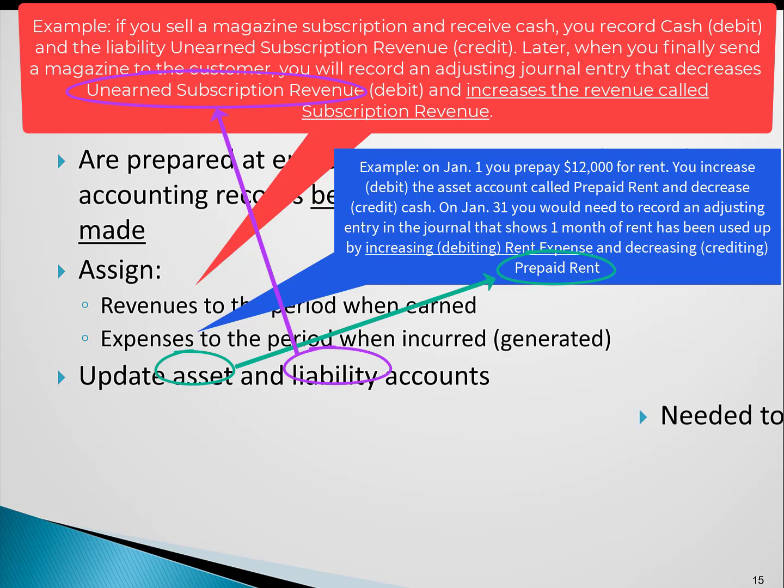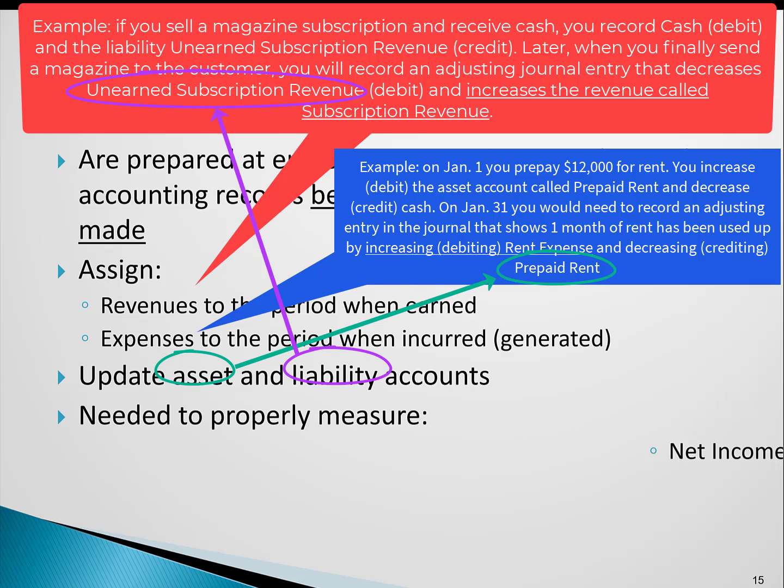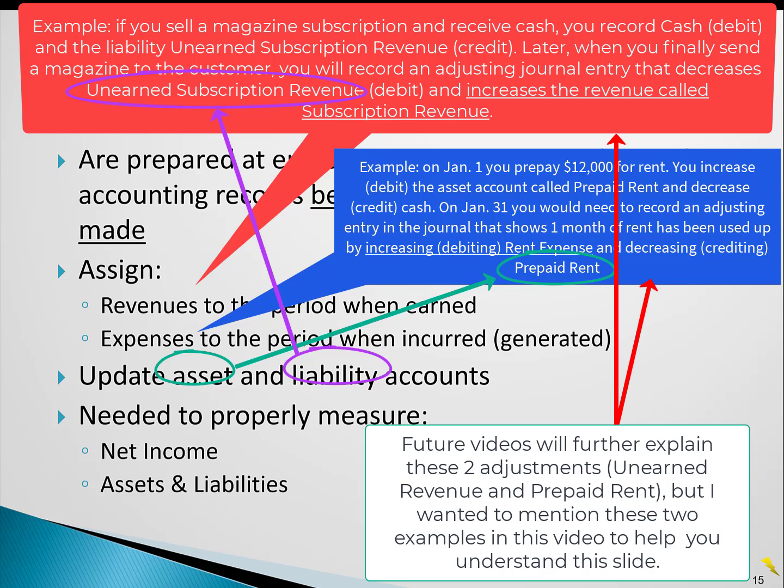So these adjusting entries are needed to properly measure a few things: net income, assets, and liabilities. So if you forget to do these adjusting entries, because net income will be incorrect, your income statement would be incorrect, and because your assets and or liabilities would be incorrect, your balance sheet would be incorrect. This will become more clear about why this is true when we get into the details of the various types of adjusting entries.